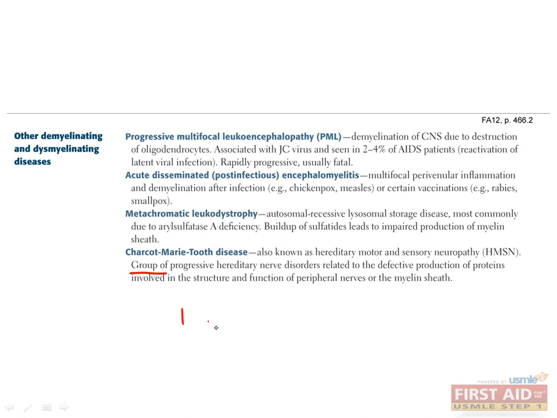The type 1 disease is demyelinating. On the other hand, type 2 disease is neuronal. Unlike muscular dystrophy, which affects the muscles, Charcot-Marie-Tooth affects the nerves that innervate the muscles.